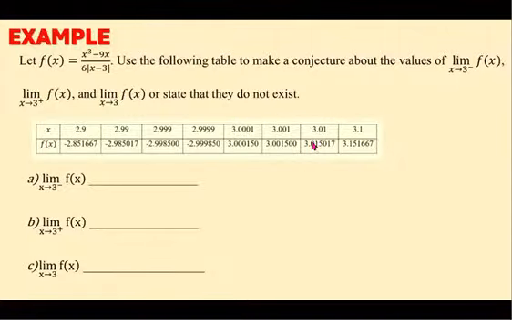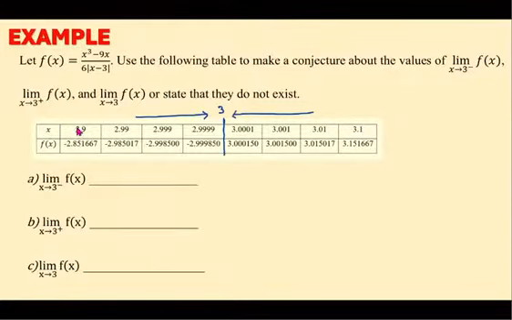So here, the table is constructed. As you can see, we are looking for the limit as x approaches 3. If you look at the table carefully, what you notice here is these values 2.9, 2.99, 2.999, 2.9999, you can see that these numbers are approaching closer and closer to 3 from the left. Similarly, on the other side, 3.1, 3.01, 3.001, these values are decreasing and approaching 3. So these values are approaching 3 from the right.